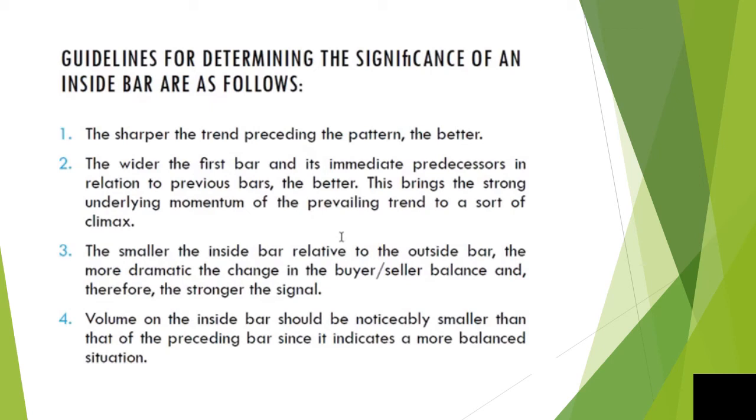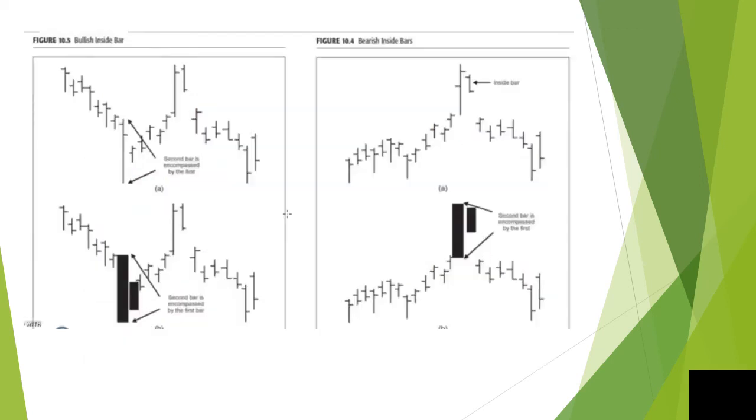And number 4, volume on the inside bar should be noticeably smaller than that of the preceding bar, since it indicates a more balanced situation. So we look at this figure. We have bullish bar, bullish inside bar, and also bearish inside bar.